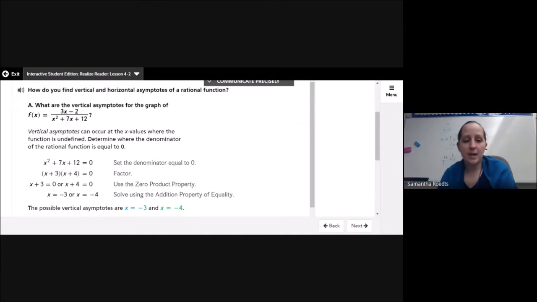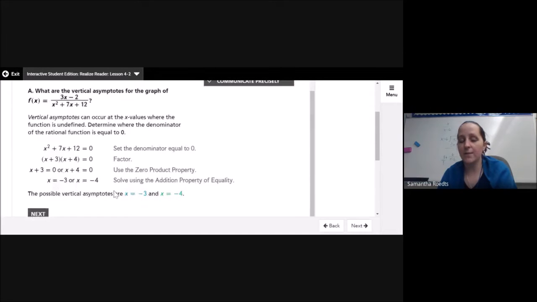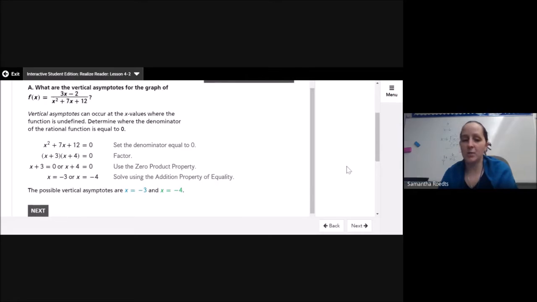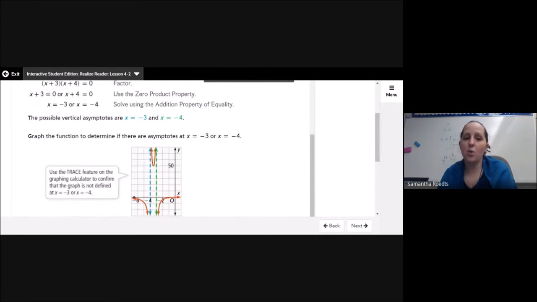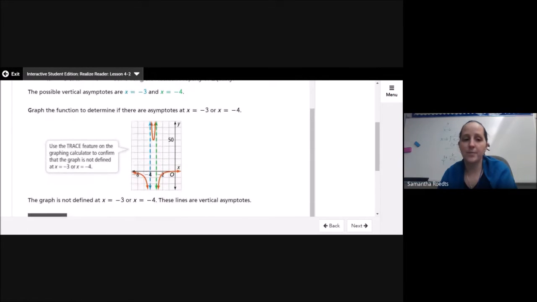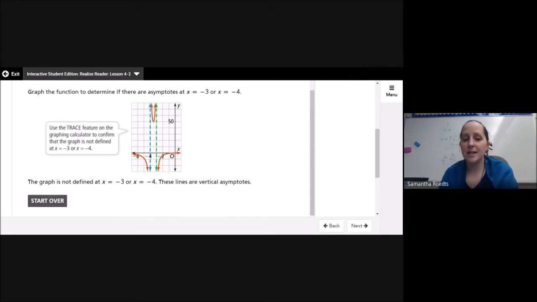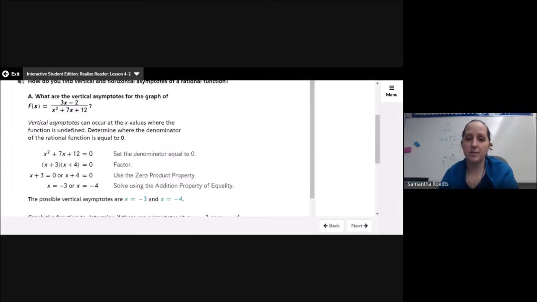I factor this out and get x plus 3 times x plus 4, so x can be negative 3 or x can be negative 4. So the possible vertical asymptotes are x equals negative 3 and x equals negative 4. I graph the function to determine if there are asymptotes at x equals -3 and x equals -4. I can use the trace feature on a graphing calculator to confirm that the graph is not defined at x equals -3 or x equals -4. So the graph is not defined at those places, so these lines are vertical asymptotes.